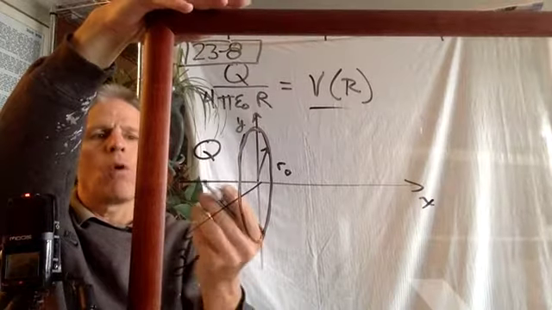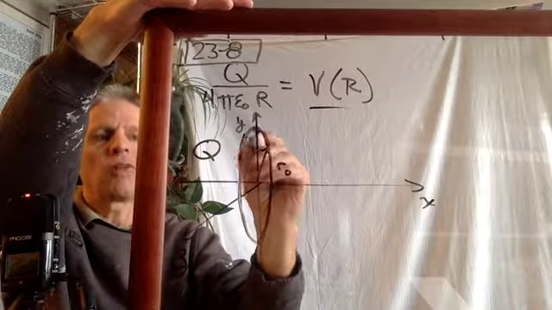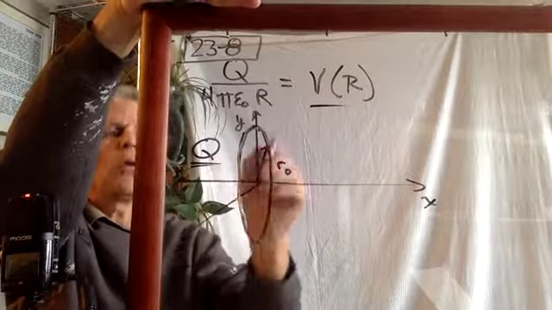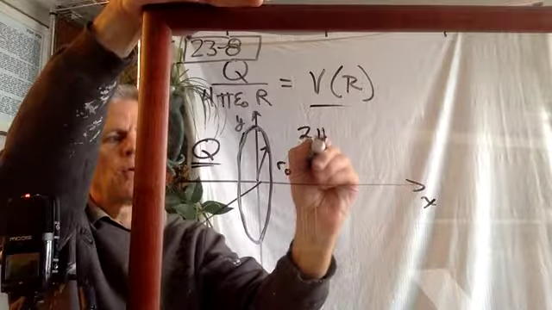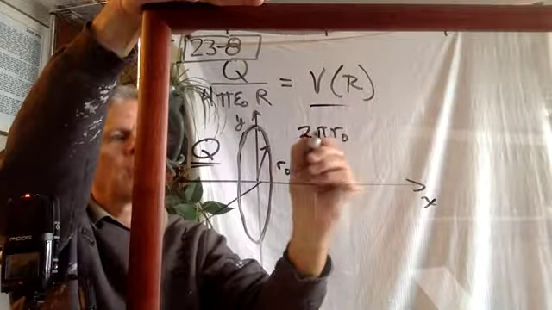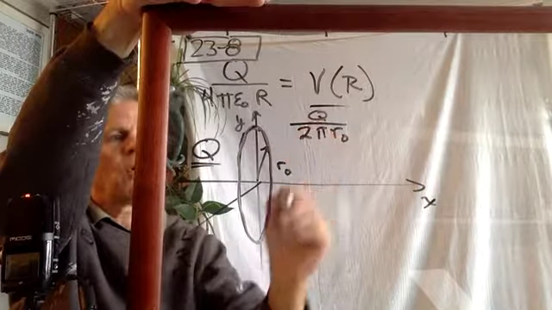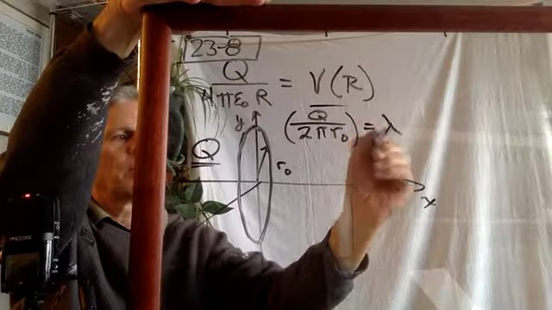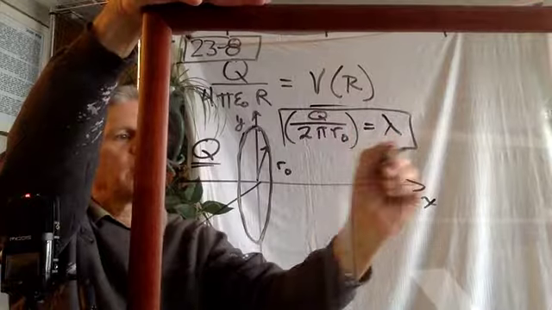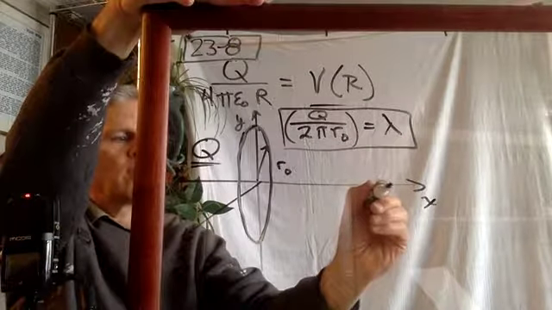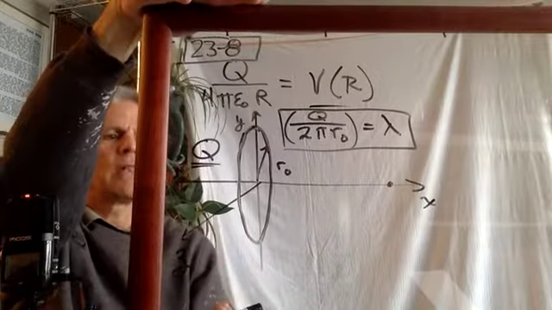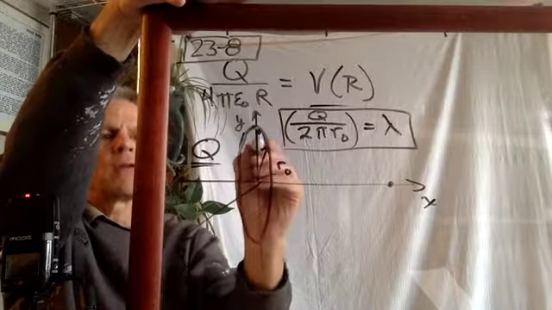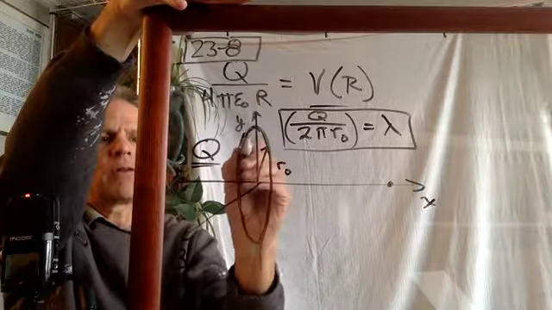So the question is, what is the charge density on this? Well, if it's a uniformly charged conductive ring with a total charge of Q, its total length is 2 pi r0, so its charge density is Q over 2 pi r0, and this equals lambda. Now the question is, what is the potential at some point along the axis here? Here's the potential from one charge. What we're going to do is take the charge here, add it to the charge here, here, all the way across.